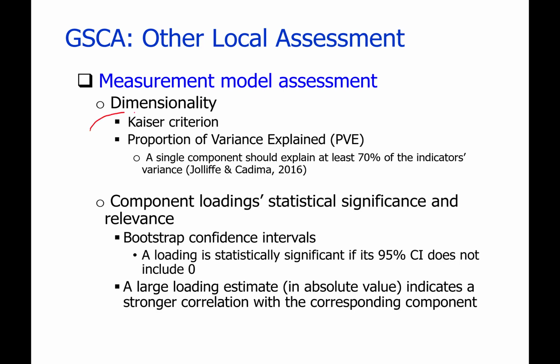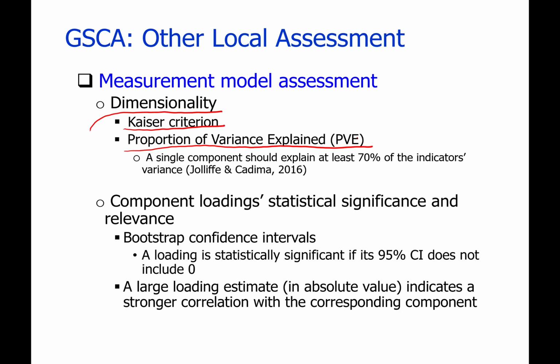So you can check dimensionality. If you assume a unidimensional component, in other words, only one component per set of indicators, then you can check this unidimensionality based on the Kaiser criterion, also known as the eigenvalue criterion. Only the first component should have an eigenvalue greater than 1, and all the other components should have eigenvalues smaller than 1. As you know, it's a PCA one-factor analysis. The proportion of variance explained can also be used to check unidimensionality. In other words, the single component should explain at least 70% of the indicators' variance, based on the recommendation.